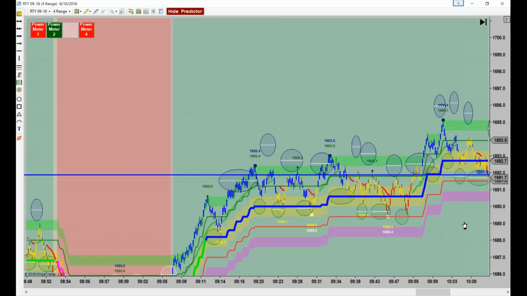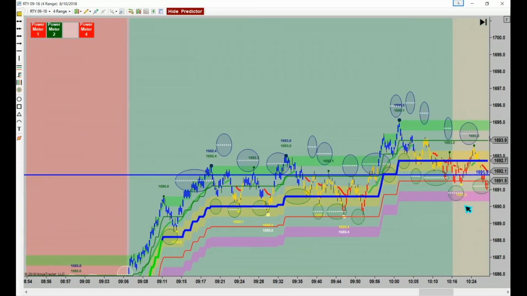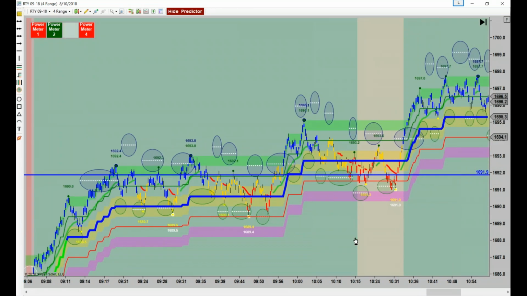Would you have been thinking of going short just because it broke below mid-band here? No. Not at the time, because you had a low here, a high here. You had a higher low. Was our software telling you to get short yet? No.